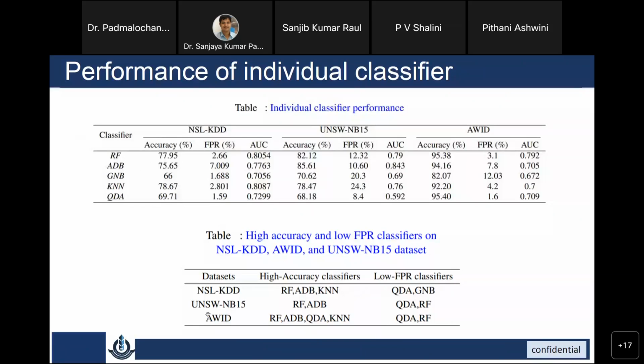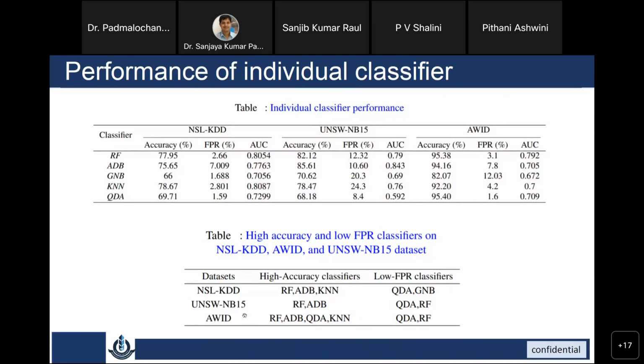For UNSW NB15, RF and ADB perform well in terms of accuracy, and in terms of false positives, QDA and RF work well. For AWID, RF, ADB, QDA, and KNN are good, and QDA and RF have low false positives. So you can clearly see that QDA and RF performance is reasonably good in most cases.